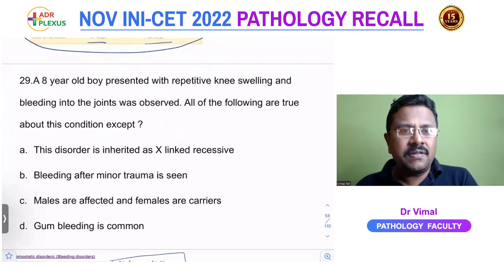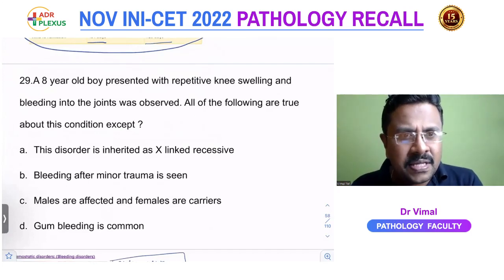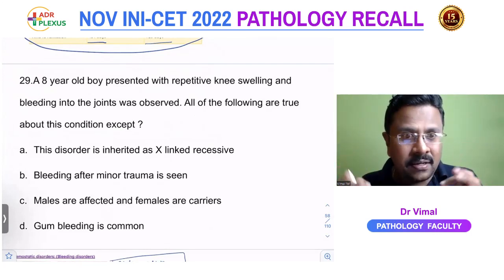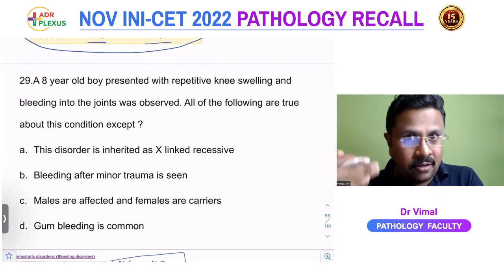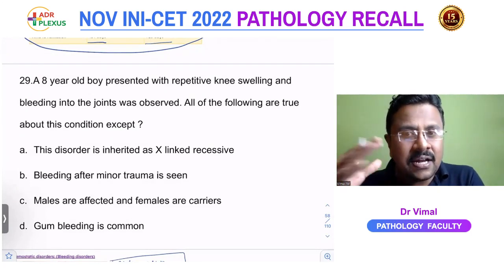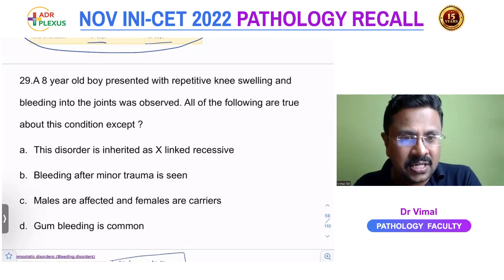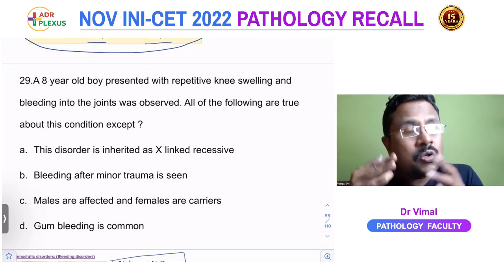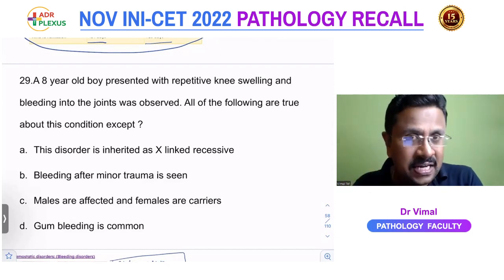Now moving on to the next question. An 8-year-old boy presented with repetitive knee swelling, and bleeding into the joints was observed. So the child was having repetitive knee swelling and they have clearly given you joint bleeding. It is a boy who is affected, and all of the following are true about this condition. Yes, they will give large joint bleeding, muscle hematoma. So I told you to remember that this is a hemophilia case.